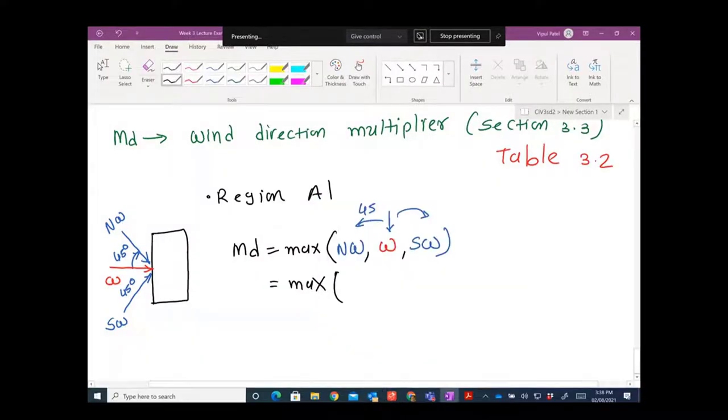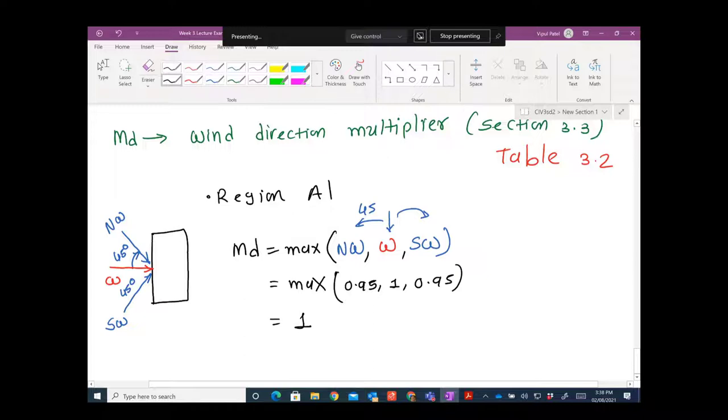So on the west side, we have southwest 0.95, west 1 and northwest 0.95. I'm just reading this southwest and this one. So we will take this one. We will take 0.95 for southwest, 1 for west and 0.95 for northwest. So the wind multiplier is 1. Okay.